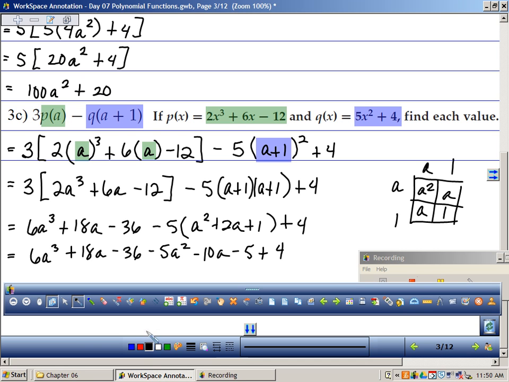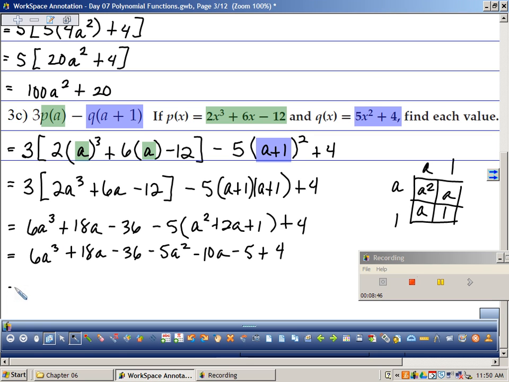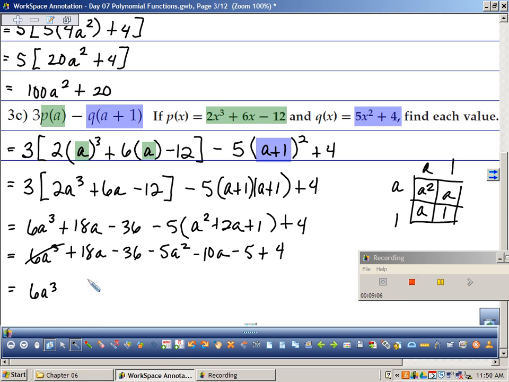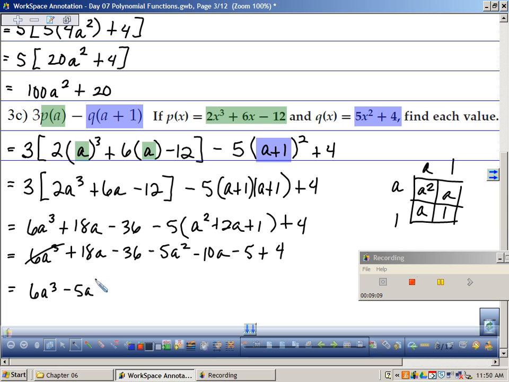Now we've got a bunch of stuff that we can combine, right? All right, so let's go collect like terms. So here's the 6A cubed. Do I have any more? I don't, so let's just write 6A cubed. We don't need to collect anybody. I like to cross them off when I'm done with them. Now what should I go hunting for? Squares. So here's a square. Is that it? Yep, so all I have is negative 5A squared.